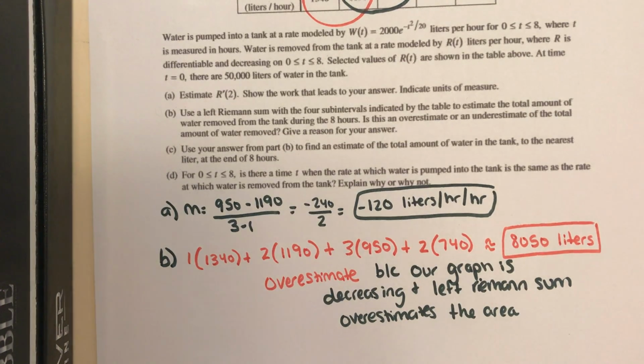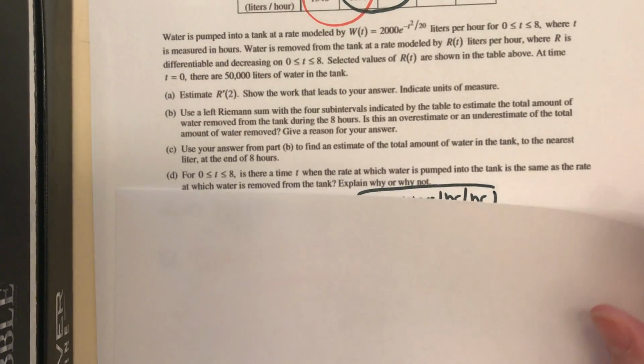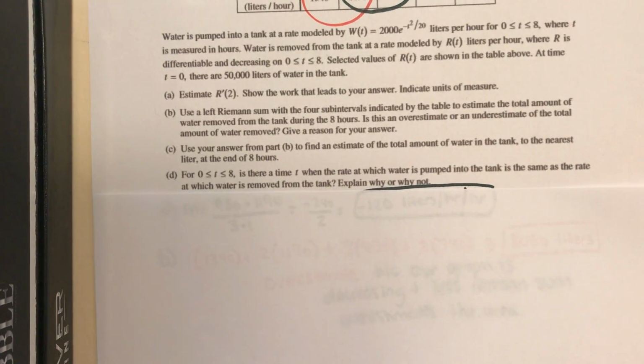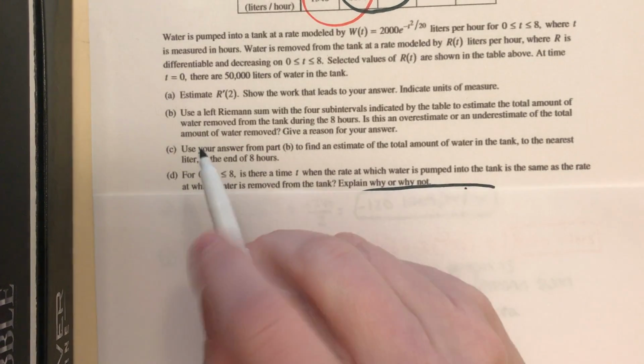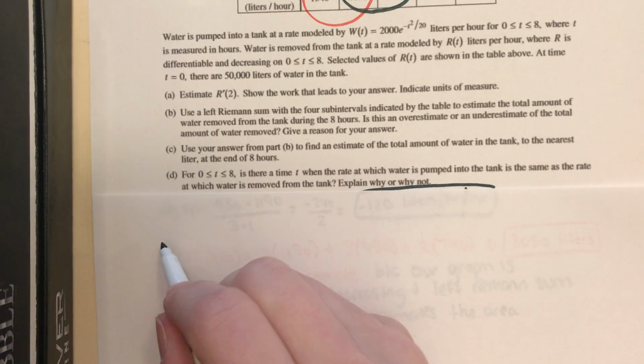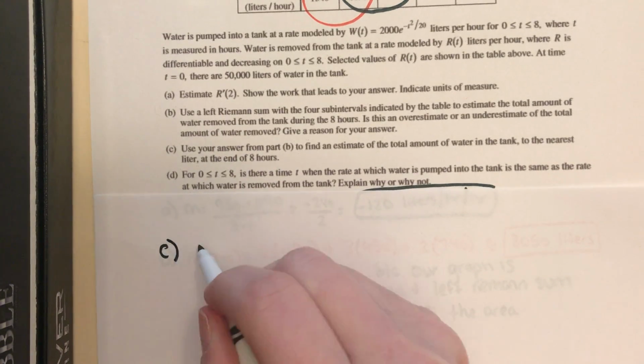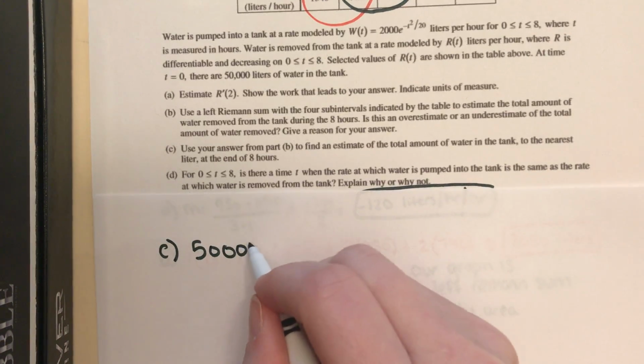Okay, so next we're going to go to part C. Part C says, use your answer from part B to find an estimate of the total amount of water in the tank to the nearest liter at the end of 8 hours. So we start with, it says right in the directions that there are 50,000 liters in the tank at the start. So I'm going to take that into account.